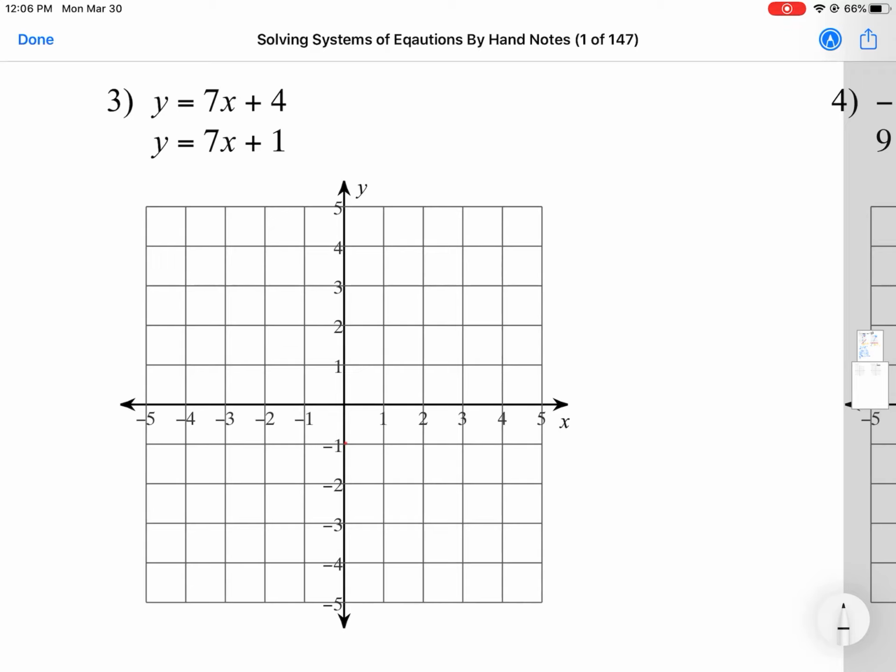All right, so welcome back. Part 2 of solving systems of equations.